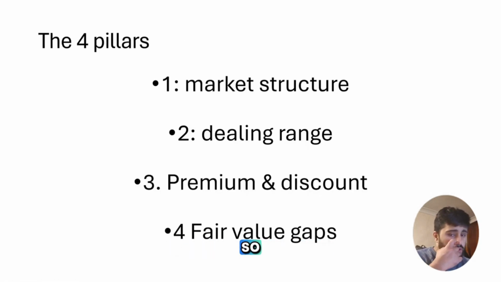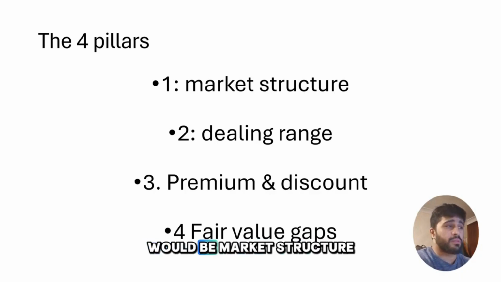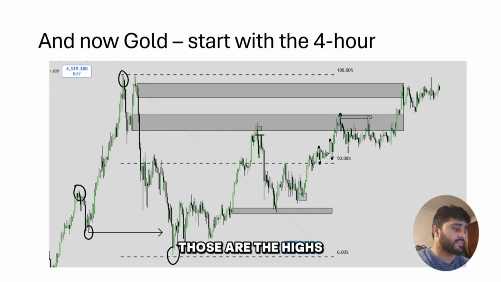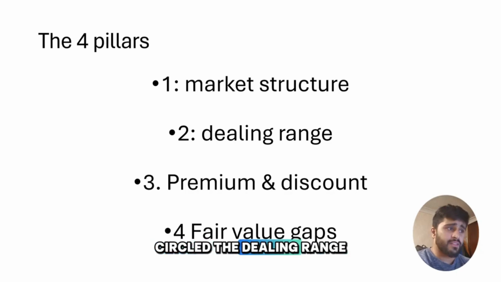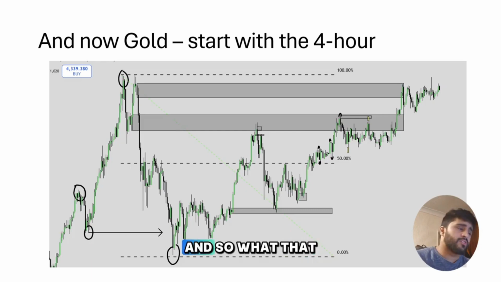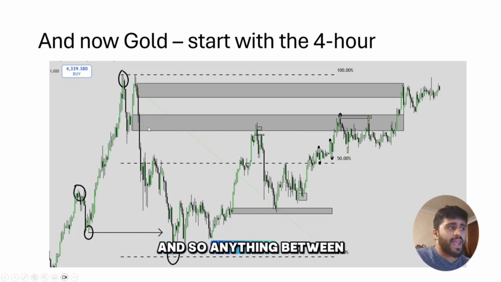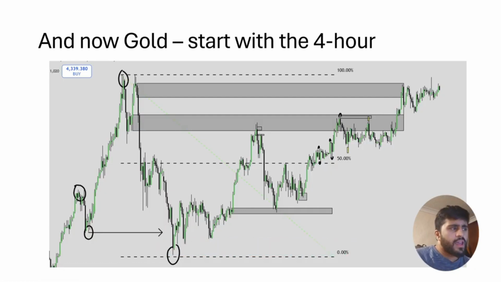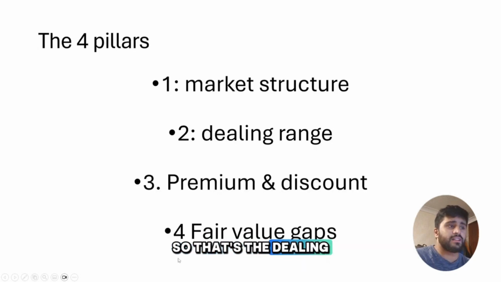Let's break this down. So the 4 pillars I use on the 4-hour time frame for gold would be market structure, right? Those are the highs and lows you see circled. The dealing range, which is the most recent high to the most recent low. And so what that means is we have the most recent high and we have the most recent low. And so anything between all these internal highs and lows you see, they are internal highs, right? They're internal lows. All the structure you see here is irrelevant compared to the swing high and the most recent swing low. So that's the dealing range.